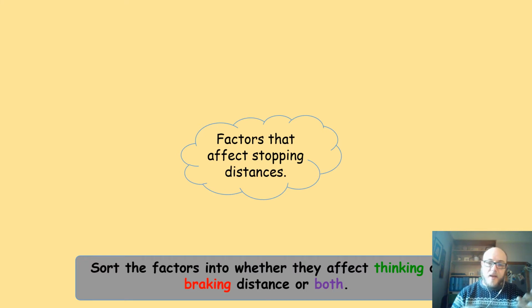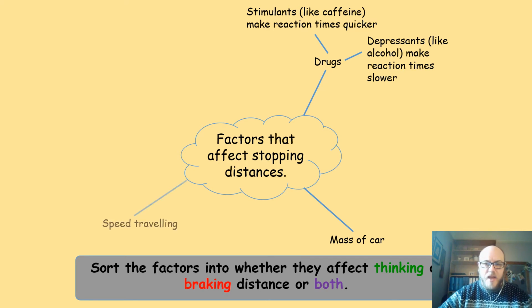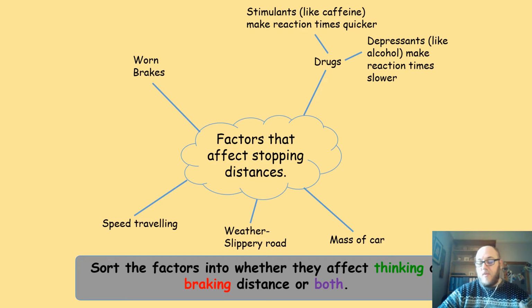All right, welcome back. So some things that can affect the stopping distance are drugs. If you take drugs, these are going to impair your mental capacity. Stimulants like caffeine make your reaction times quicker. Depressants like alcohol or cannabis make your reaction times much slower. The mass of the car affects the stopping distance, and also the speed that we're traveling, whether or not our brakes are worn, whether the road is slippery or not, how tired we are.